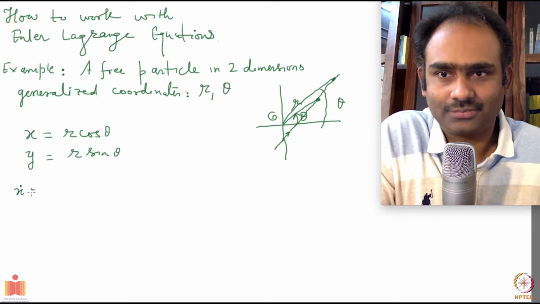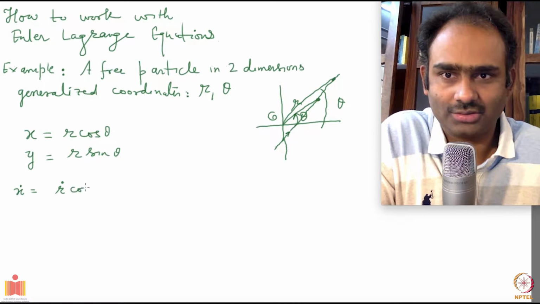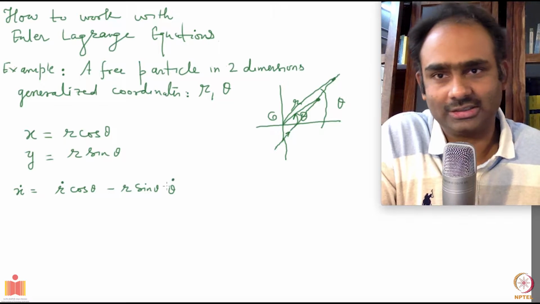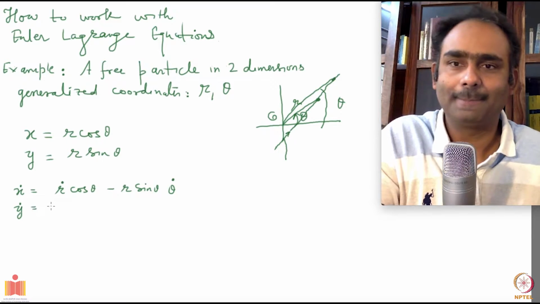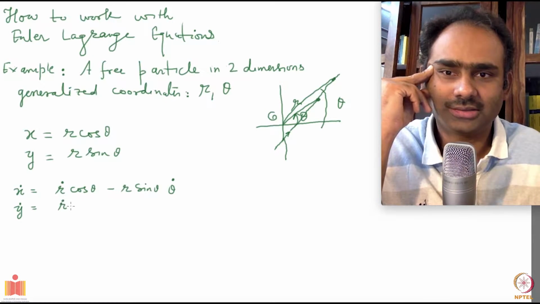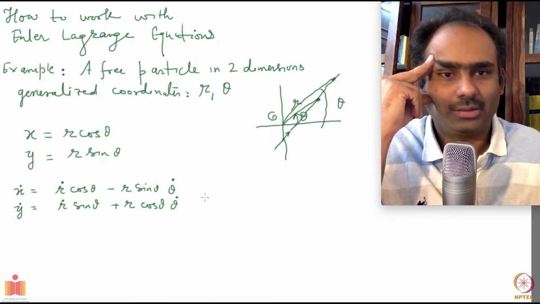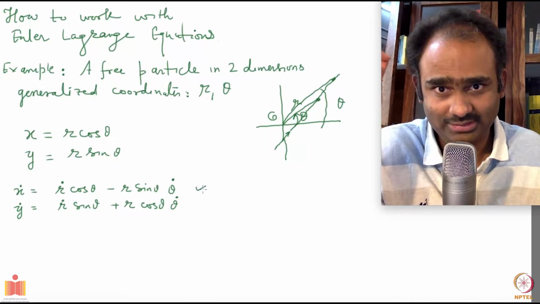x dot is r dot cos theta minus r sin theta theta dot. I'm taking the derivative of cos theta in here. Then your y dot would be r dot sin theta plus r cos theta theta dot. Now I want to do x dot squared plus y dot squared, so I have to square these and add.